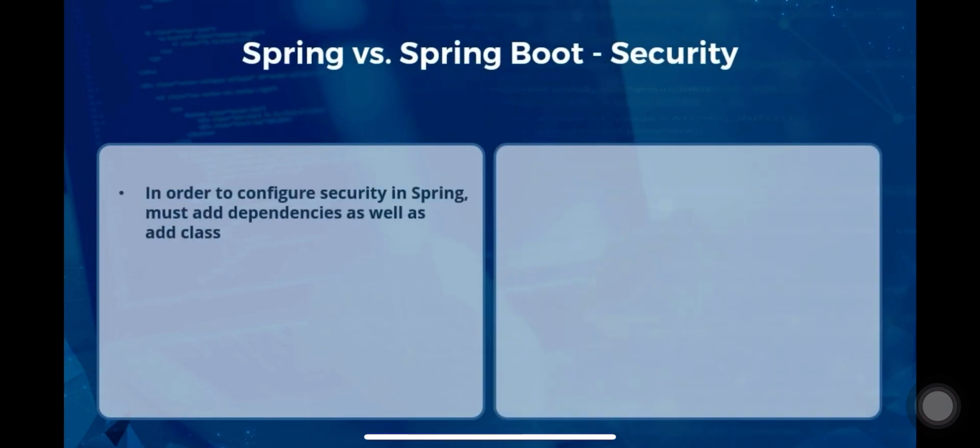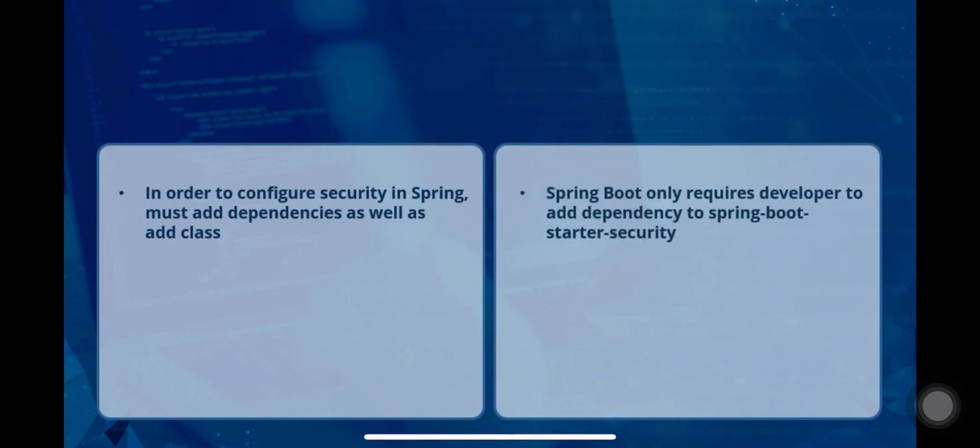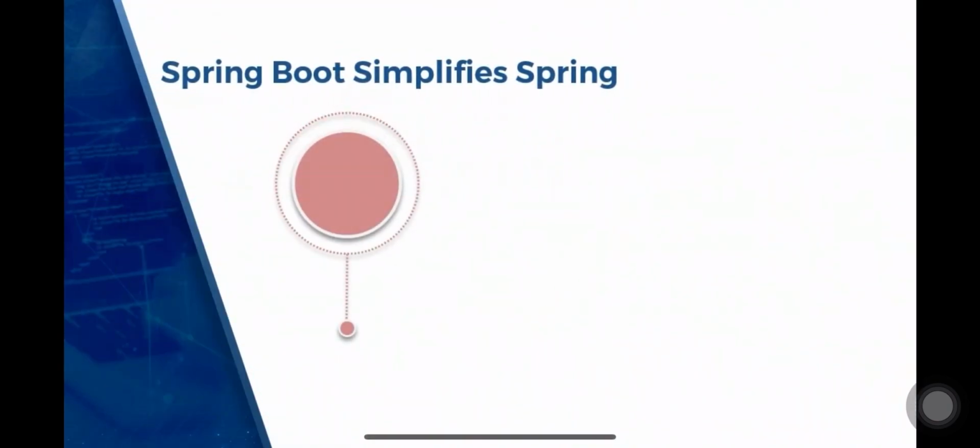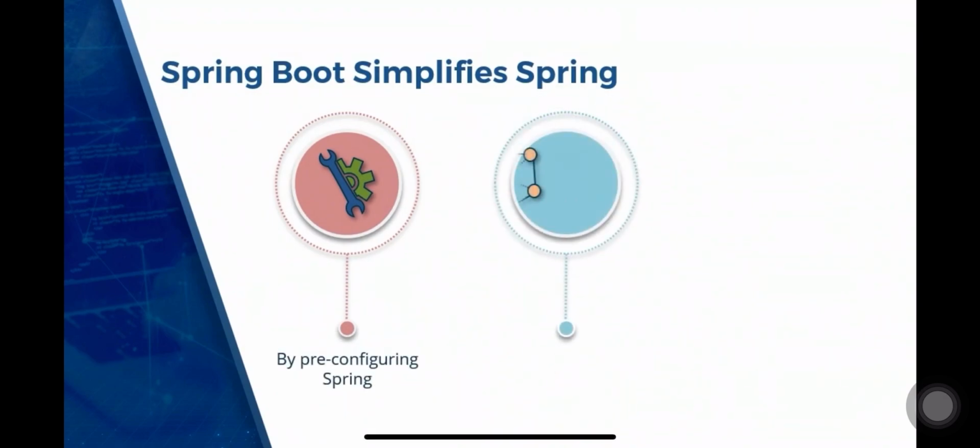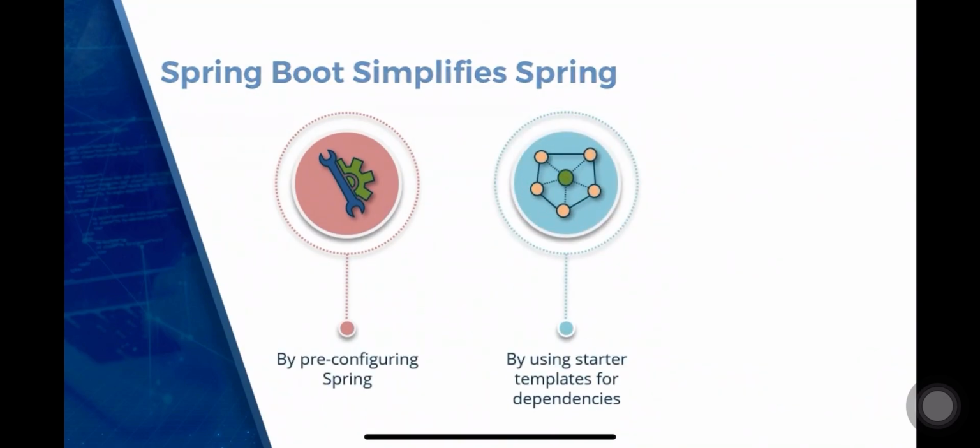You'll also find that integrating with the Spring Security module is much easier in Spring Boot than in Spring. To configure security in Spring, you must add dependencies as well as classes, but with Spring Boot, you only need to specify the starter template, Spring Boot Starter Security. Spring Boot makes working with Spring easier by pre-configuring the Spring modules that you need, by giving you starter templates that you can use for dependency management and version control.